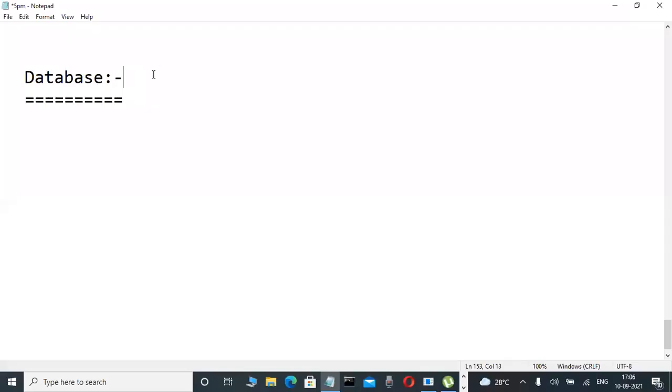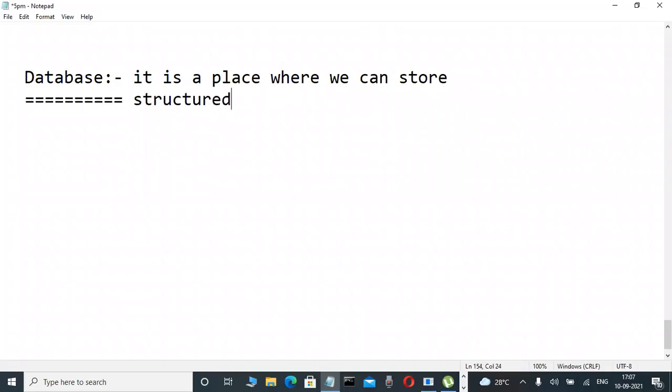Write it: database, side heading. It is a place in a computer system where we can store a structured collection of interrelated data.